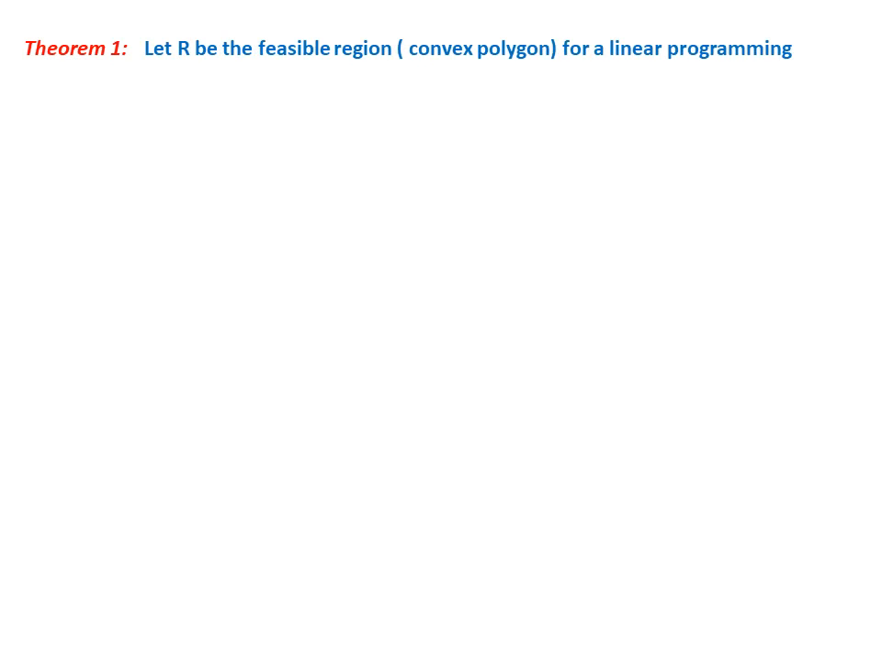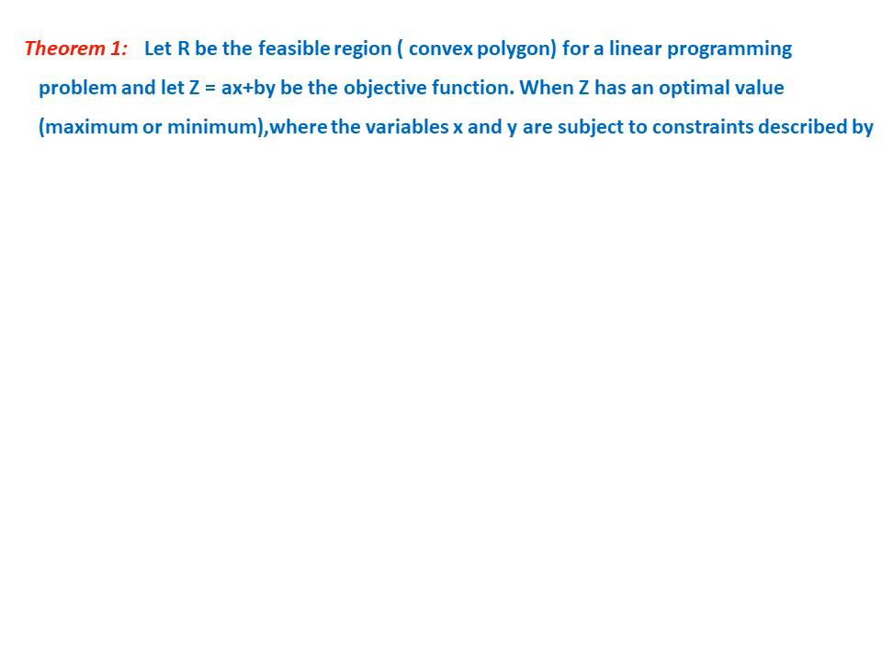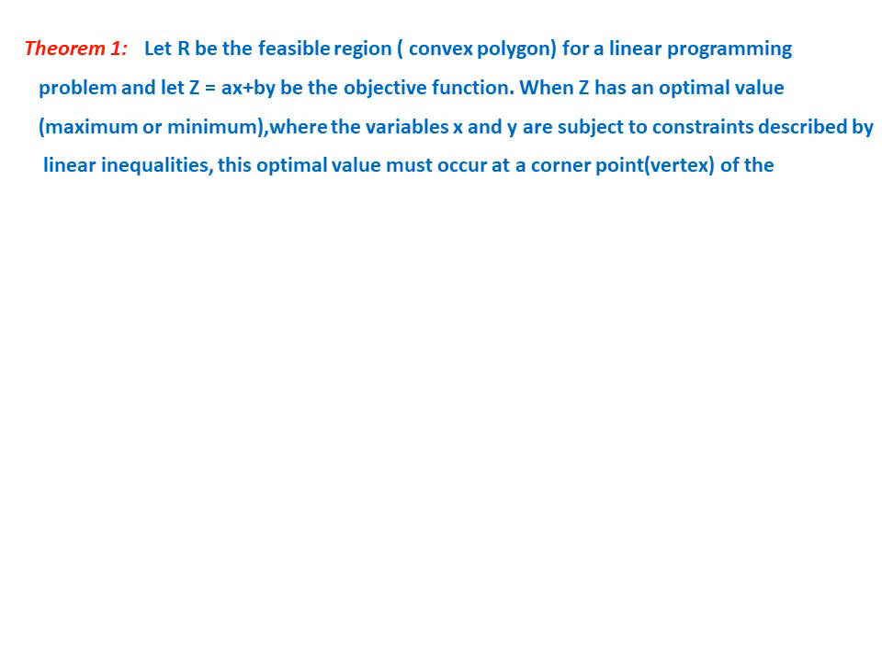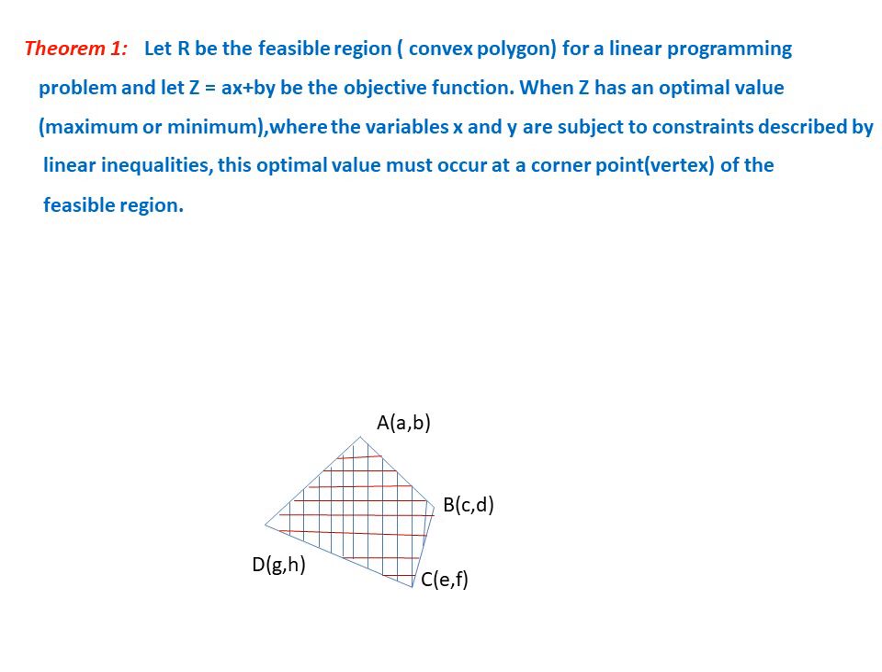Now theorem 1. There are theorems which help us to do this. This is the first theorem. See, let R be the feasible region, a convex polygon, which we have seen in the previous stage, for a linear programming problem, and z equal to ax plus by be the objective function. When z has an optimal value, that is maximum or minimum, where the variables x and y are subject to constraints described by linear inequalities, this optimal value must occur at a corner point. Therefore, we have to draw the graph and identify the corner points. So this is the first thing. Feasible region.